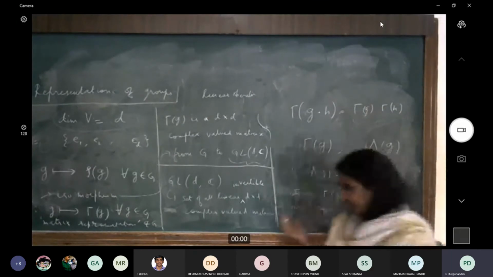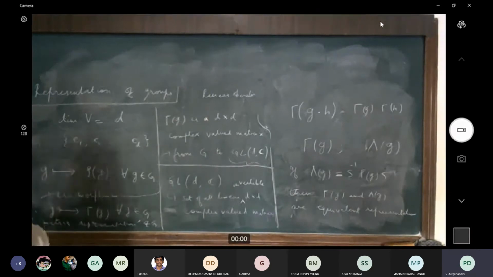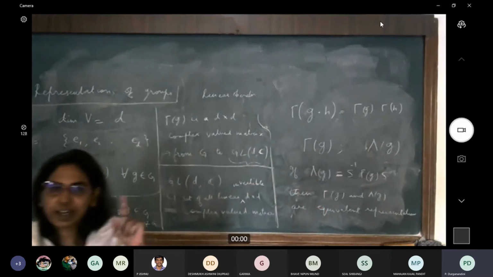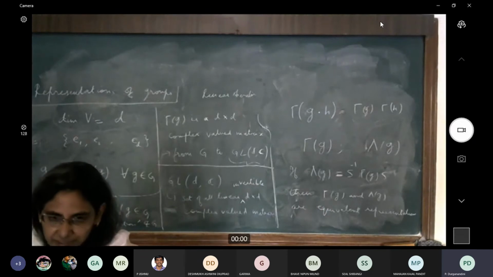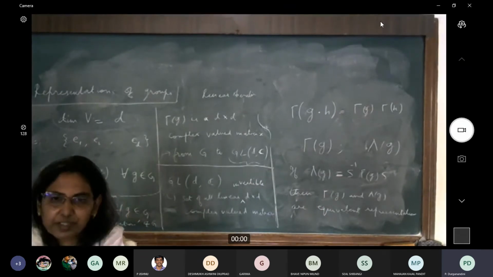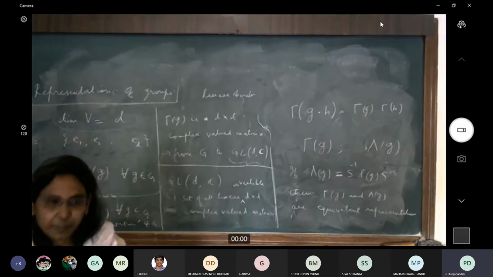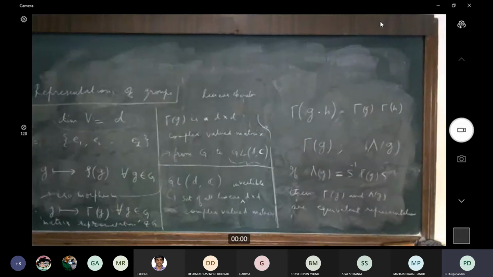So like I told you last time, if I take SO3, that is the orthogonal group with determinant of R equal to +1, then you will find that I can get representations which are one-dimensional, which means that they act on a one-dimensional vector space. I can get a representation which is three-dimensional, which means it acts on a three-dimensional vector space. I can get representations which are five-dimensional, which means they act on five-dimensional vector spaces, and so on.